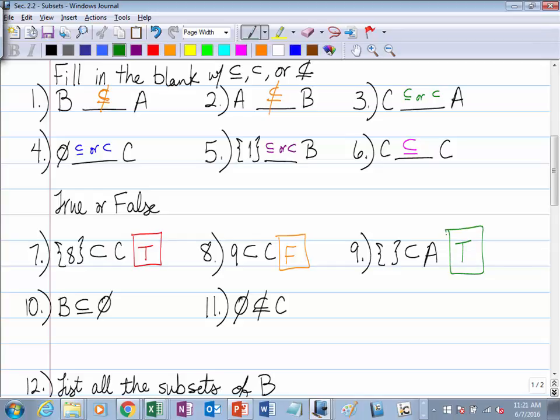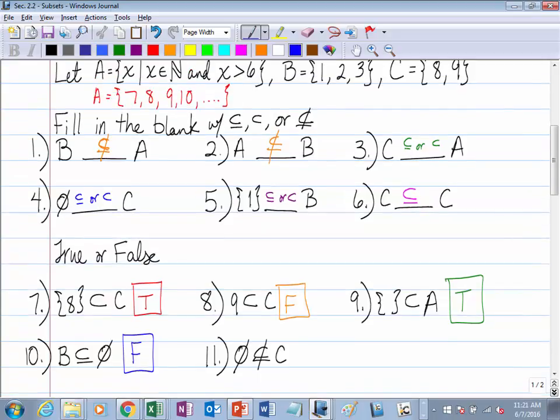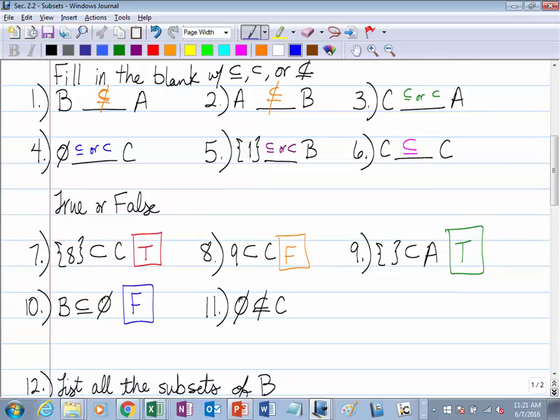And then number 10 says B is a subset of the empty set. False. The empty set is a subset of all the other sets, but you can't switch that around. In order for this to be a subset of this, I have to be able to say all the elements from B are also in here, and there's nothing in here. So, for example, B was 1, 2, 3. 1 is an element of B, but 1 is not an element of the empty set. Therefore, it's false.